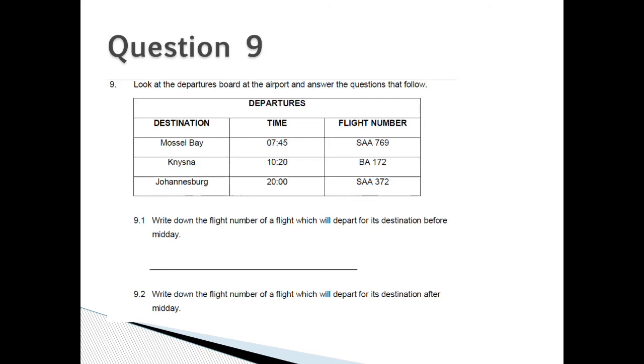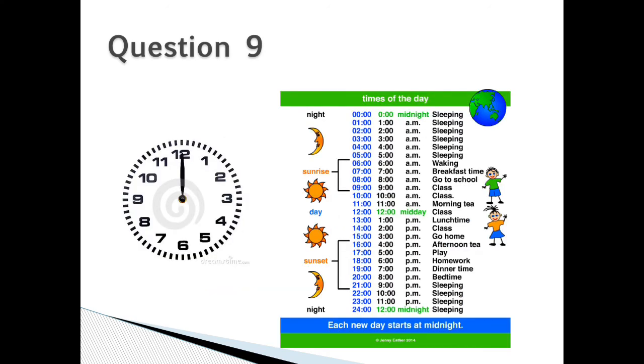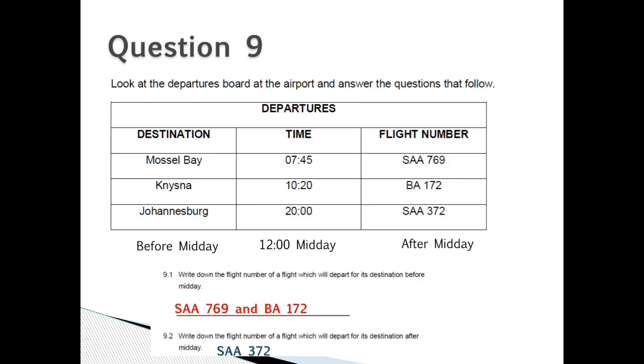Write down the flight number which will depart for its destination before midday, and write down the flight number of a flight which will depart for its destination after midday. So when is midday? Midday is at 12 o'clock during the day. The flights that will depart for their destinations before midday are SAA 769 and BA 172. That is the Mossel Bay flight as well as the Knysna flight. The flight that will depart after midday is SAA 372.